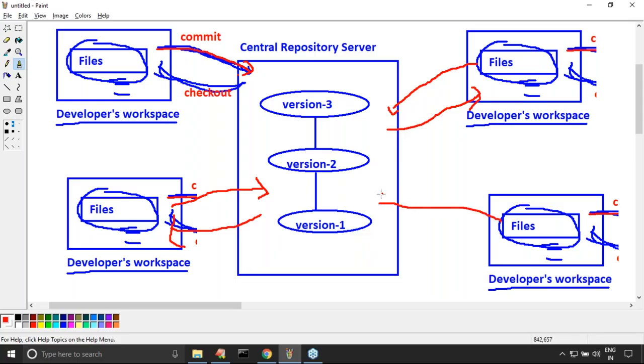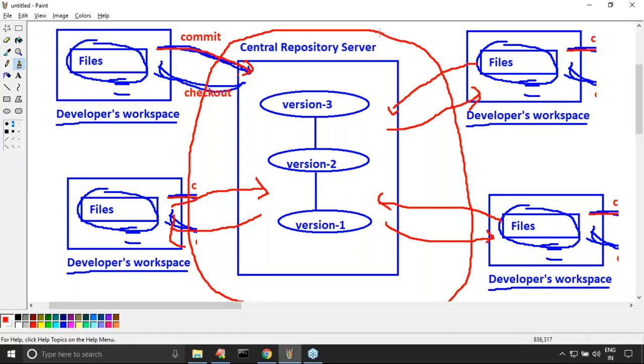Any doubt about this diagram? Can you please confirm? Please observe that. Everything is available: the total code is available at the central repository. That's why this model is considered a centralized version control system. Version control is happening at only one place, and that place is the central repository.